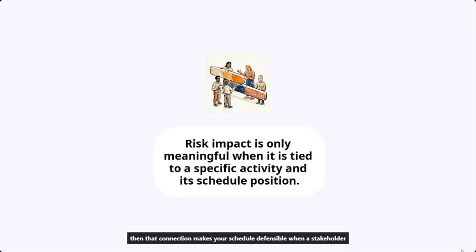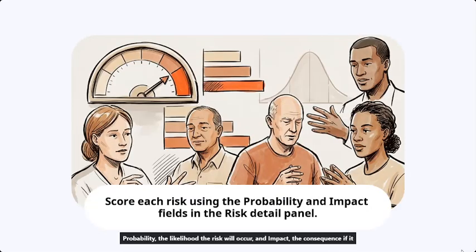Start by selecting a risk and opening its scoring fields. You set 2 values: probability, the likelihood the risk will occur, and impact, the consequence if it does. P6 combines them using a scoring matrix into a single risk score. Your organization may have predefined thresholds. For example, high probability above 50%, high impact more than 10 days of delay. Be sure to apply those thresholds consistently across all risks you score.